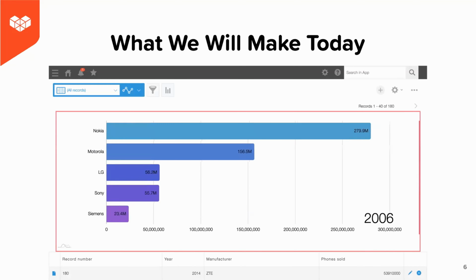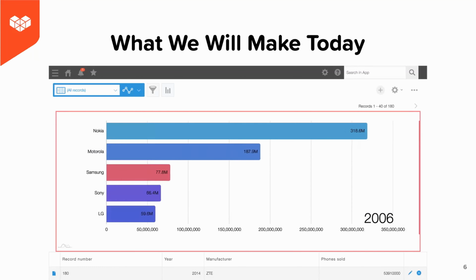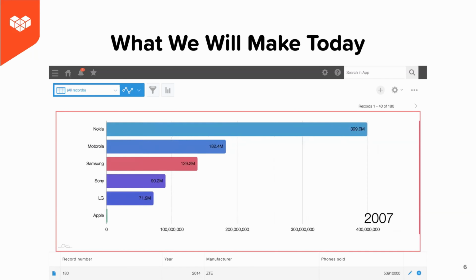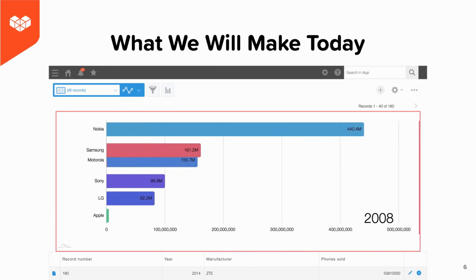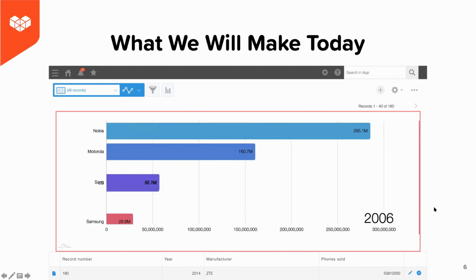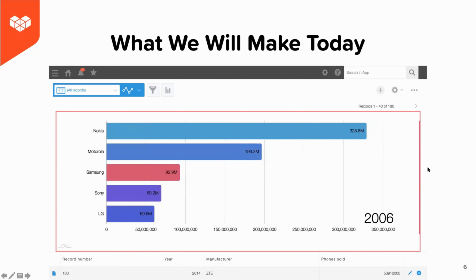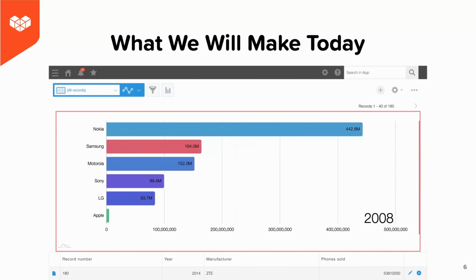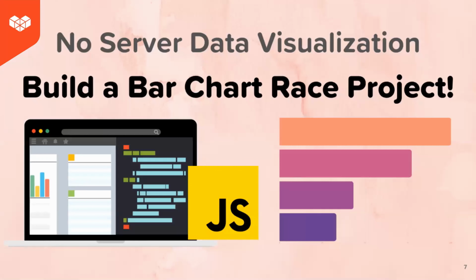Folks, what we're going to make today is a bar chart. We call it a bar chart race, because what we're doing is taking categories over time and seeing how they change. So if this is what you're excited about, this is what you signed up for, I am happy to tell you, you are in the right place. If there's some other reason why you're here, I'd be interested in knowing it, and we'll just make sure you're taken care of. Okay, so without further ado, we bring you no server data visualization, build a bar chart race.